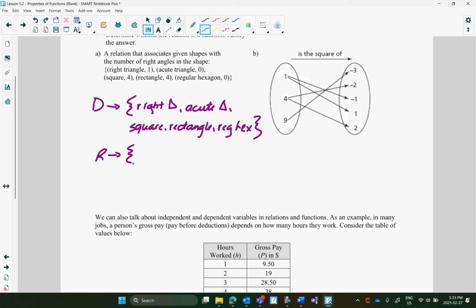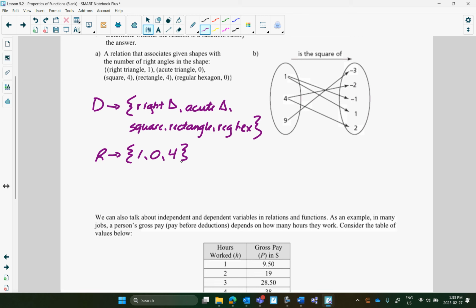What are all the elements in the range? If it repeats more than once, you only have to list it once. So what would those be? 1, 0, and 4. You don't need to go 4 twice because it's already there. You don't need to do 0 twice.